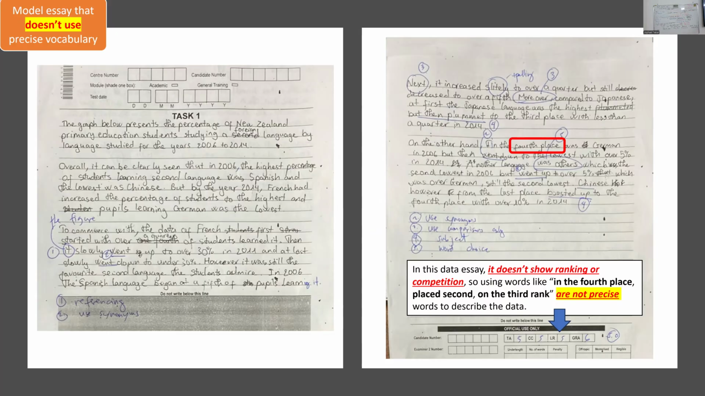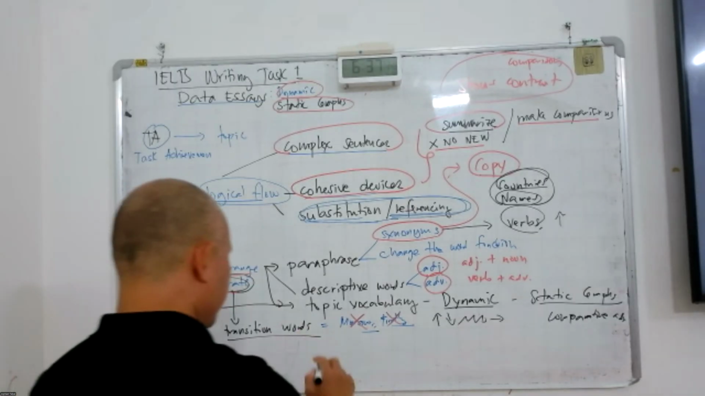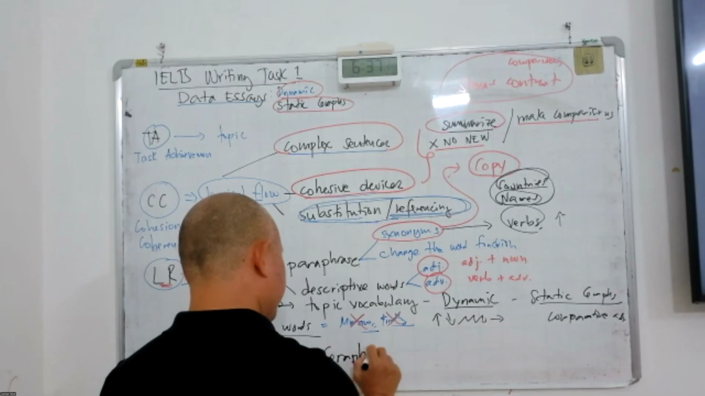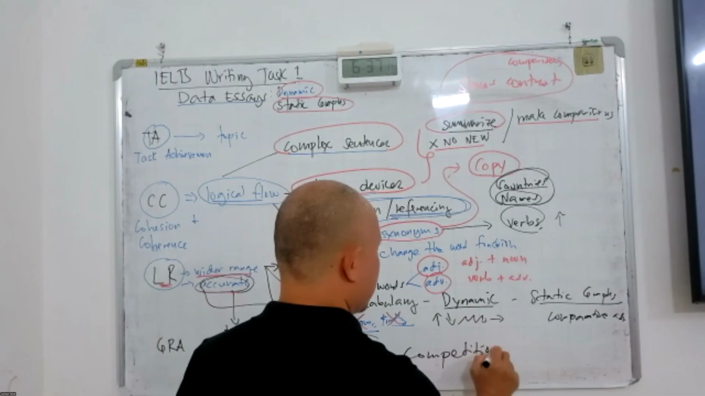So here the student says, "in the 4th place was German." So this is the key point here. Using words like in the 4th place, second place, and the 3rd rank are not appropriate in describing data in an essay, unless, so there is a condition there, unless the graph shows really a kind of competition.